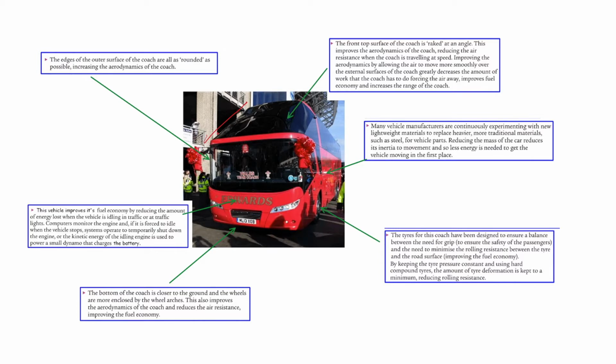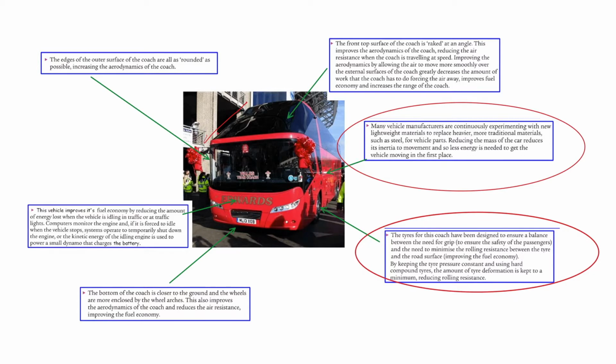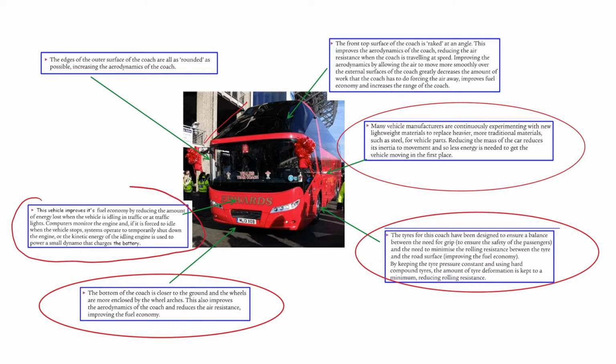Now, this one here, that could have gone anywhere really, because it's talking about the lightweight materials. This one about tyres, balance between good grip on the road but not too much grip, otherwise it makes the bus less efficient. This one I'd had on previously, that's the bottom of the coach. This one you could have put anywhere, but I've put it really as close as I could to the engine, because it's to do with the vehicle when it's idling in traffic, not to reduce the amount of energy loss.